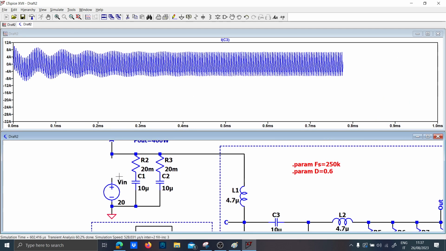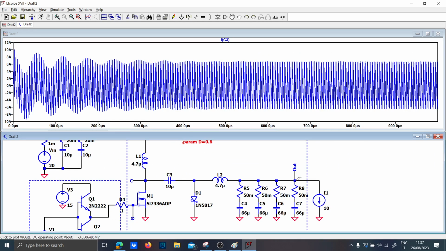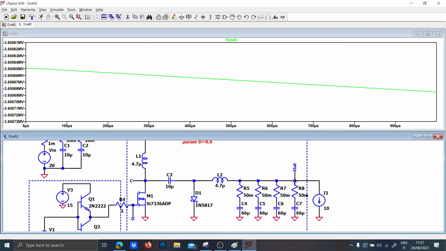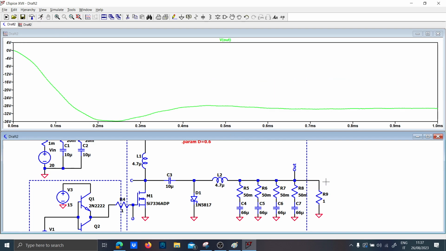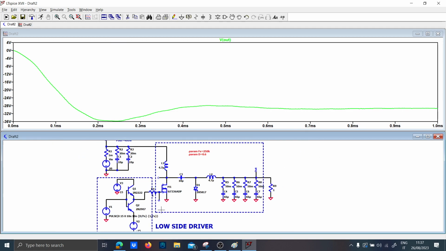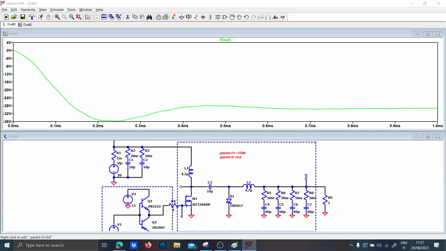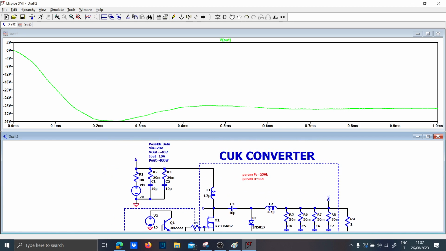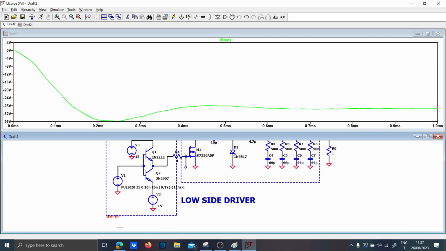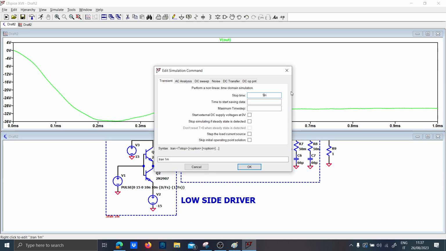Maybe I should... it doesn't make any sense. So let me put just a resistor. I can't understand why it should be 1 megavolt. Let me just put one. Okay, so I didn't know why there was such a... It didn't make any sense. So okay, let me put just zd equal to 0.5 and let me increase the transient to 5 milli.